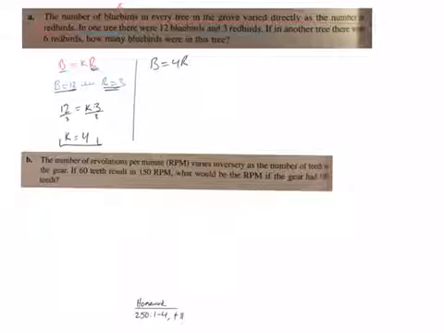And now I can use that to work with this last part. It says if in another tree there were 6 redbirds, so that means R is equal to 6. How many bluebirds were in the tree? So I'm looking for the number of bluebirds. I can plug this in up here and solve for B. So B is equal to 4 times 6, because it's the number of redbirds. So the number of bluebirds is going to be 24. So I'd say 24 bluebirds.